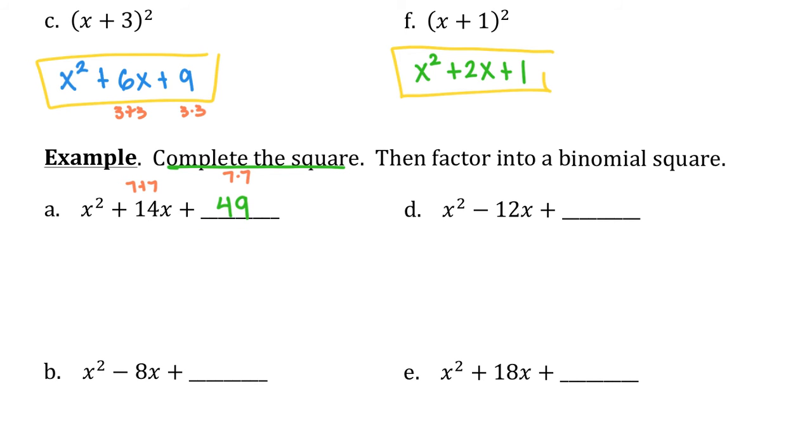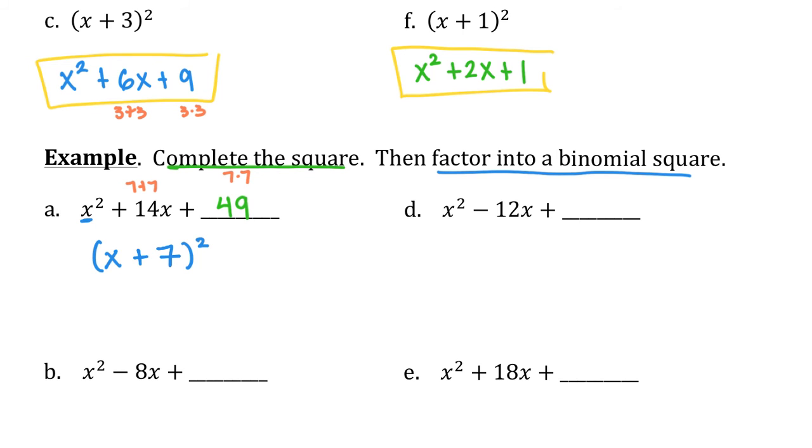The second step says, then factor into binomial square. A binomial square is this. This is a binomial, there's two terms, and this is the square. So I'm going to go ahead and put this back in the parentheses. Squared. Since it was x, it must be x. Since I did 7 plus 7 and 7 times 7, it's going to be a positive, and it's going to be a 7 here. That's my binomial square. Okay, let's look at the next one.